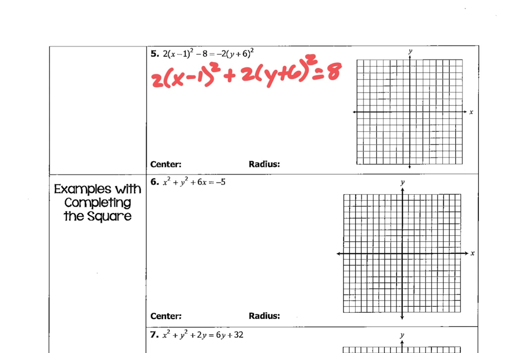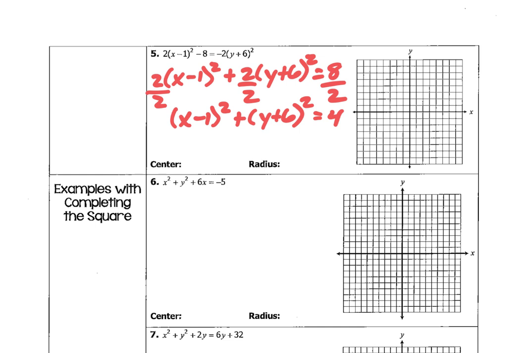X squared and y squared on one side, constant on the other side. That's the form we want it in. This one also has coefficients, kind of like that one we did before. So here we're going to get rid of those 2's by dividing everything by 2. We've got to make sure we do it all the way across. And then we have x minus 1 squared plus y plus 6 squared equals 4. And now it's in the format that we want.